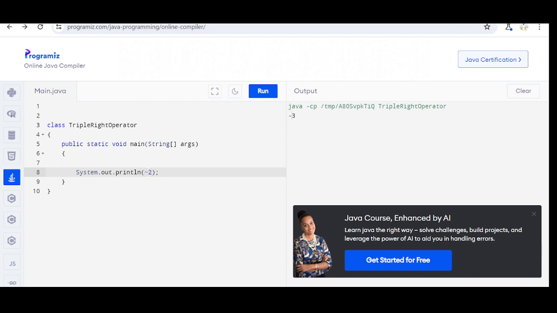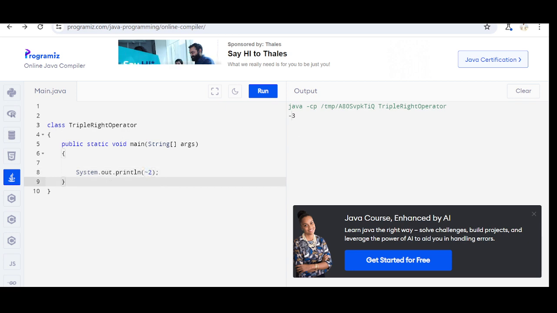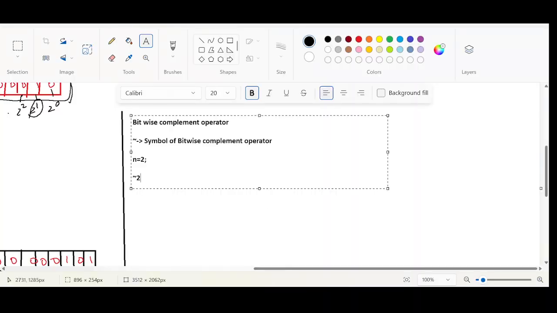When I say complement of 2, it is nothing but adding a symbol before the number. The tilde symbol I am adding before the number. When I do this, the output is becoming minus 3. Why is it minus 3? We will understand. Same program, let me take.